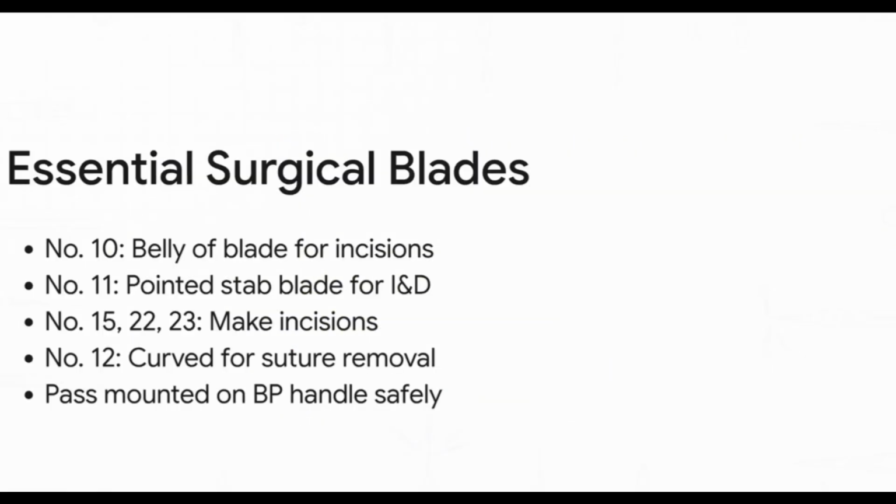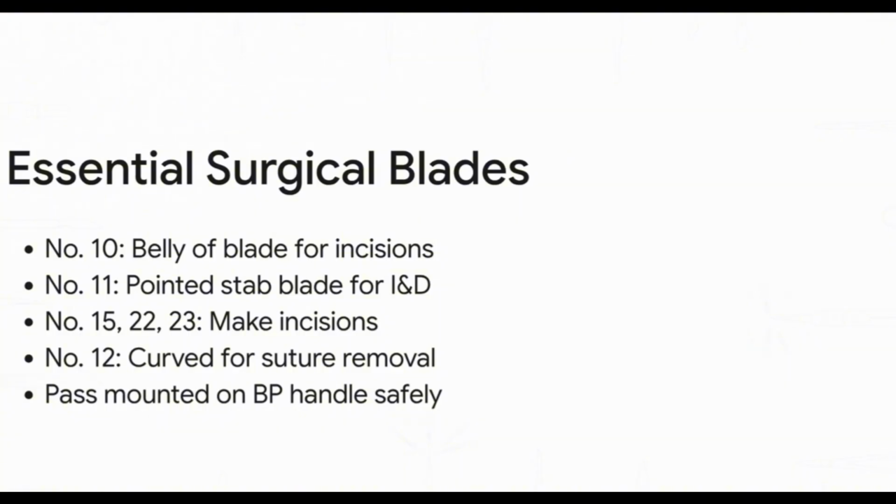Number 10 is your absolute workhorse. You actually cut with the belly of this blade because that's the sharpest part, and it's primarily used for big skin incisions. Then take a look at number 11. Notice that sharply pointed tip? That's your stab blade. Direct MCQ right here. Which blade is used for an incision and drainage of an abscess or maybe an arteriotomy? It's the number 11, for sure.